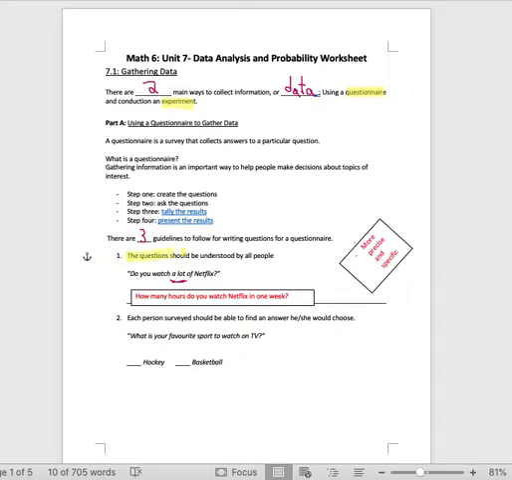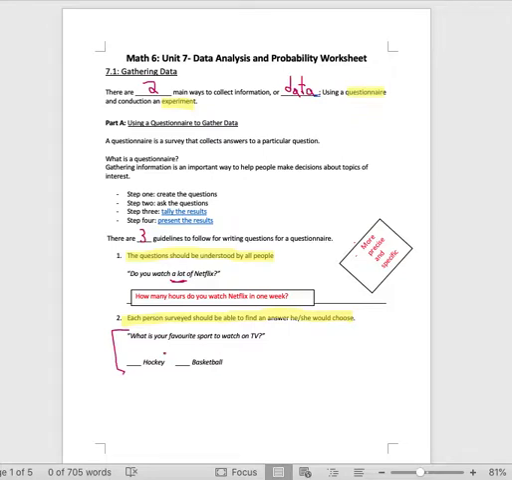Make sure the questions are understood by all people. Number 2, each person surveyed should be able to find an answer he or she would choose. Once again, let's look at this question. What is your favorite sport to watch on TV? Oftentimes you will give them a couple of suggestions that they get to pick from. It's a lot easier. It helps the whole process go around.